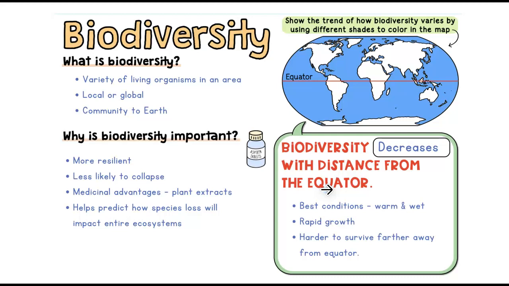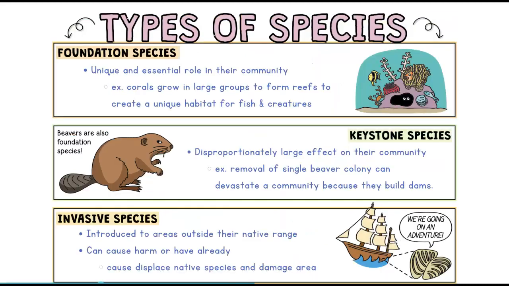And if you've ever been to Costa Rica, a place that's close to the equator, you know why. They have the best conditions. It's warm and wet there. There's rapid growth in all kinds of animals and plants. And it's harder for other ecosystems to survive the farther away you get from that ecosystem.